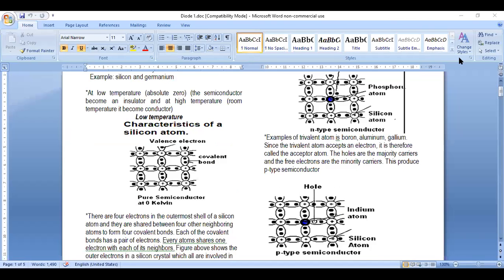Next we look at another type of doping, using a trivalent atom. For a trivalent atom, the atoms used are boron, aluminium, and gallium. This one you must also remember. A trivalent atom only has 3 electrons at the outer orbital.